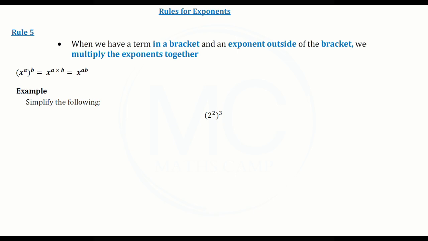Simplify the following: 2 squared with an exponent of 3. So we say 2 to the power of 2 multiplied by 3. 2 times 3 is 6, and we get 2 to the power of 6. What about y cubed all to the power of 2? So we say y to the power of 3 multiplied by 2. 3 multiplied by 2 is 6, and we get y to the power of 6.